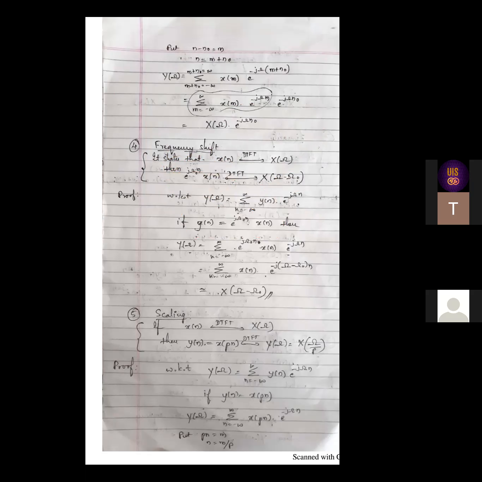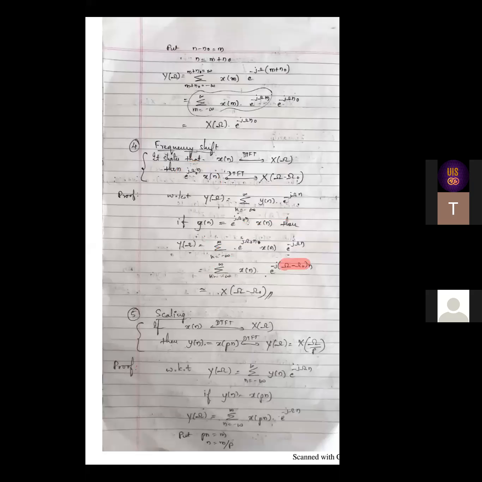What will happen? So summation, instead of y of n, I'm substituting this complete LHS part into e raised to minus j omega n. Then summation x, keep it as it is, club these exponential terms. If you club both, one is e raised to j omega naught n, and one more is e raised to minus j omega n. If you club these two, take minus j common, you will be left with omega minus omega naught. That is the power.